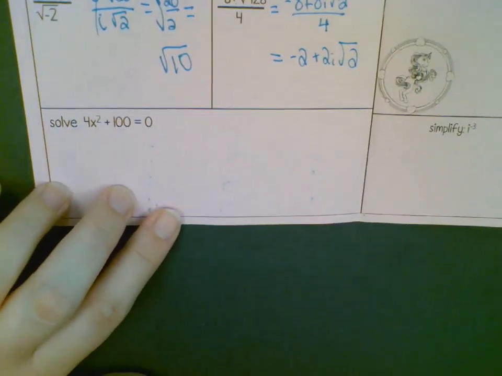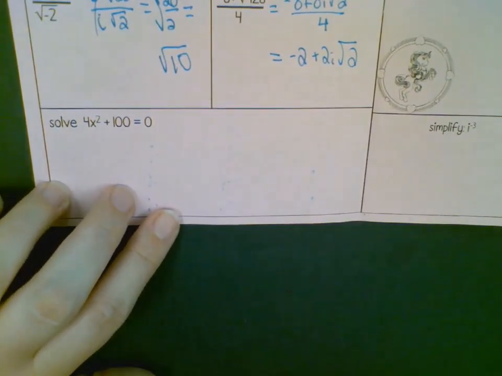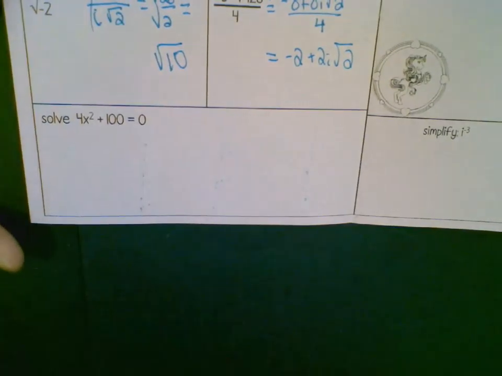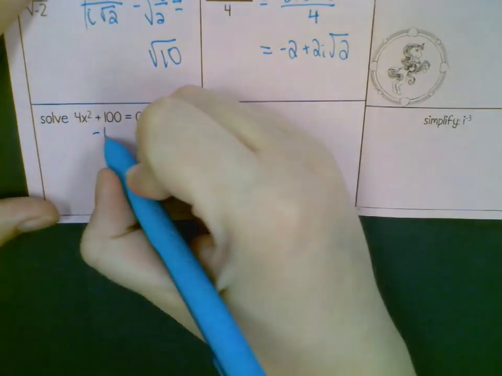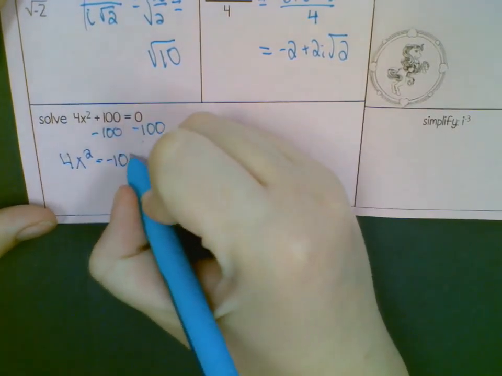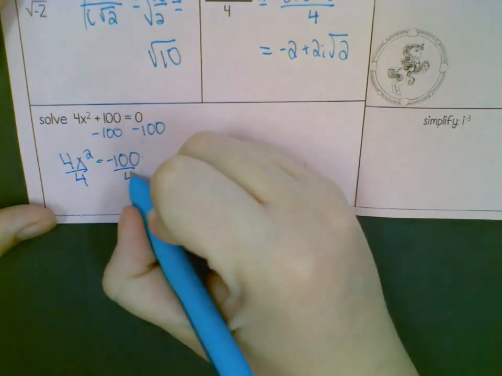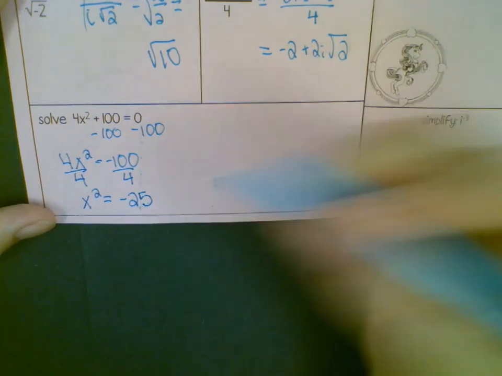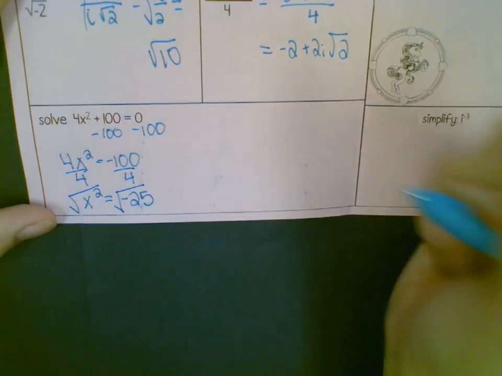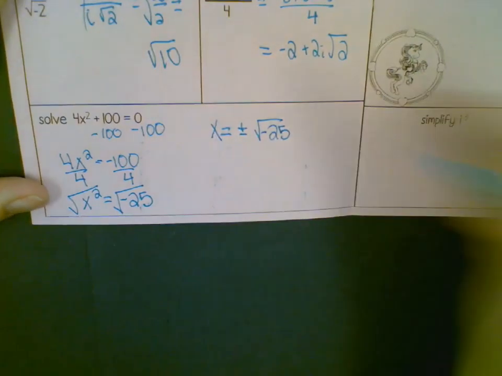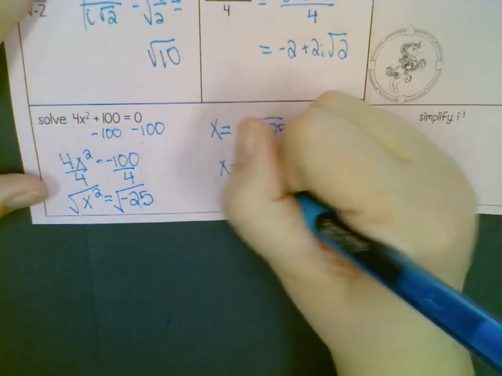Okay, so let's look at the bottom example where we have to solve. This is a quadratic, but it doesn't have all 3 parts. It only has the squared part and the number. That means we can solve by taking square roots. I would subtract the 100 first, so we have 4x squared equals negative 100. Divide out that extra 4, so x squared equals negative 25. And then to get rid of the squared, we take the square root. So x equals plus or minus the square root of negative 25. And now we can do our i stuff with that. So plus or minus 5i.